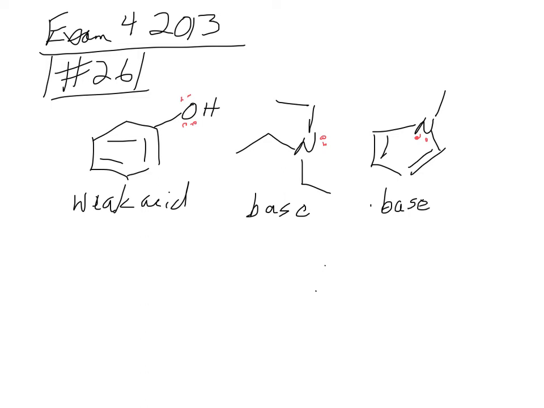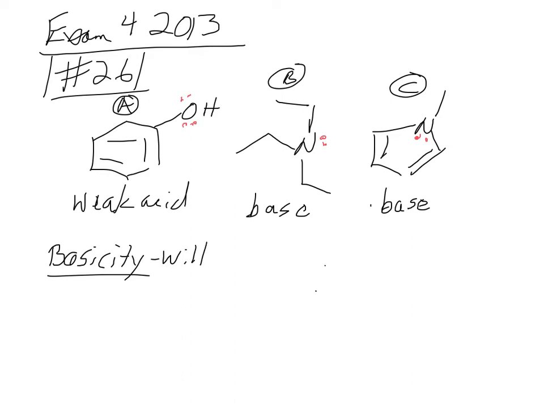Which base is weaker? If I letter these A, B, C, the weaker base is C. Why is C a weaker base? When we talk about basicity, what are you talking about? How reactive the lone pairs are. We're really just asking, will lone pairs react? That's why we thought the oxygen, which is more electronegative, is going to hold its lone pairs a little tighter than nitrogen does.